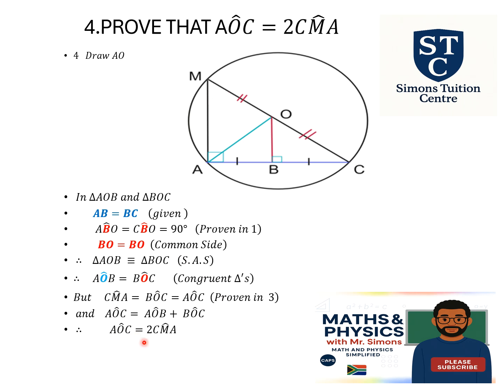And that is technically theorem 2, which we're going to go to. So AOC equal 2 CMA, and with theorem 2, which we will get to, we would have said angle at center equal 2 times angle at circumference. I hope you follow, I hope you understand.